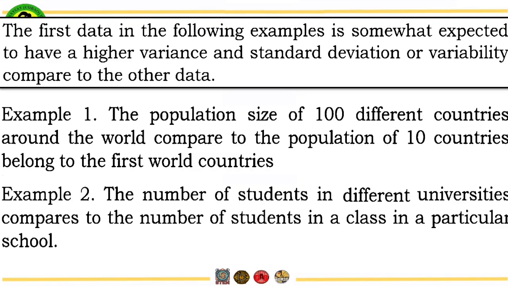The number of students in different universities compared to the number of students in a class in a particular school. Obviously, you have higher variance and higher standard deviation or variability with the number of students in universities compared to the number of students in a class. A class ranges from 30 to 50 students, compared to the number of students in different universities. The population of each university, how much? Hundreds, thousands. The variation, standard deviation and variability are very high. So let's have example number 3.